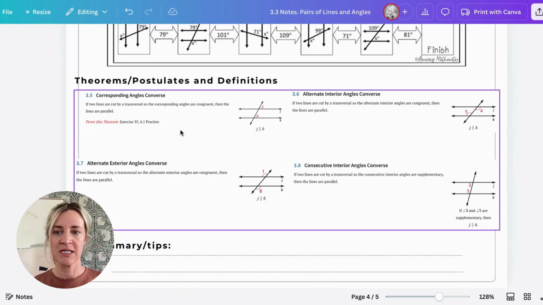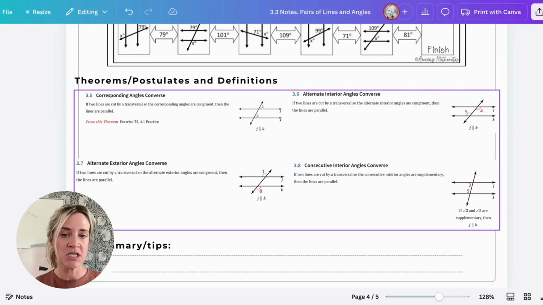I want to go through these theorems and postulates. They are small, so I don't want to try to fit them in here, but they're really identical to what we learned in 3.2. Again, we're just talking about the converse, so I'm just switching the order. I just want to go through these, and then we'll do some examples. So the first one, 3.5, corresponding angles converse. If two lines are cut by a transversal so that the corresponding angles are congruent, then the lines are parallel. So for example, if angles 2 and 6 are congruent, then line J is parallel to K.